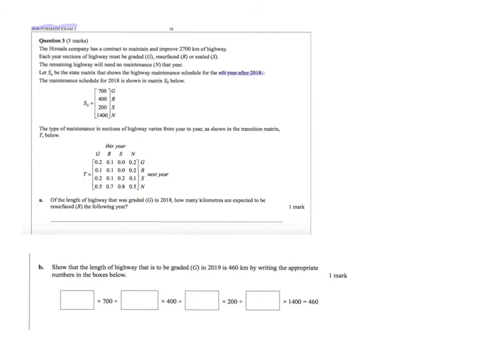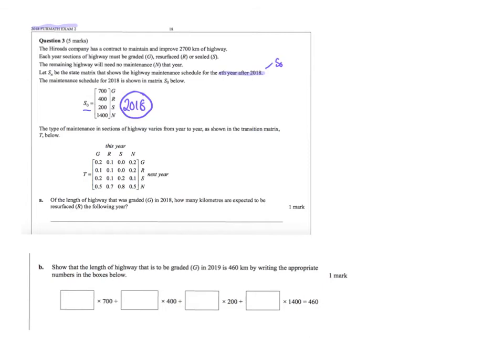So what they're sort of saying here is that that's going to be your S0, and they've written that here. So maybe put next to it that this is 2018, just so you know, and that you remember that. So the type of maintenance in sections of the highway varies from year to year, and here's the transition. So we've got our transition now.